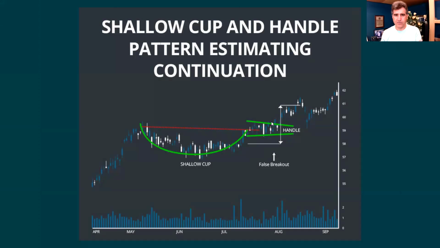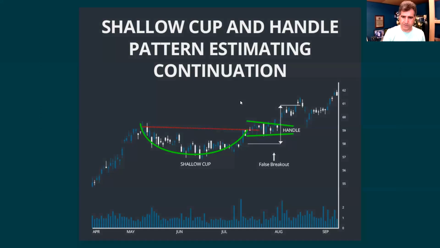I also mentioned that shallow ones are good. And here you can see how shallow the handle is. Basically we had a shallow cup, and here we had this breakout, and then it came down, and then we moved out of this handle, and we started moving up.